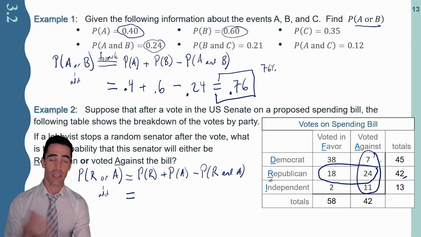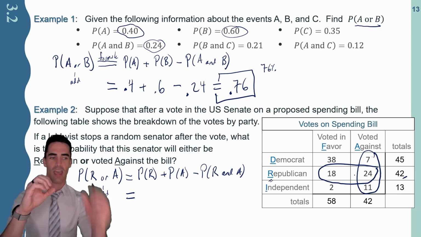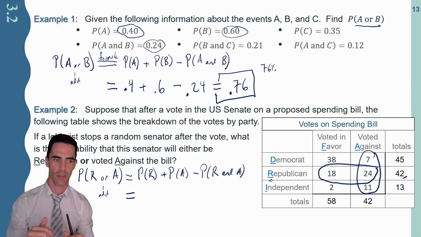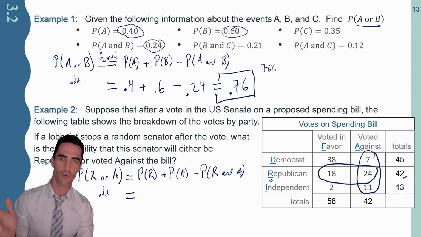And so if you want to look at this like a Venn diagram, I have my Republicans, I have my against. There is some overlap over there. In fact, I can tell you what that overlap is. It's 24 individuals.